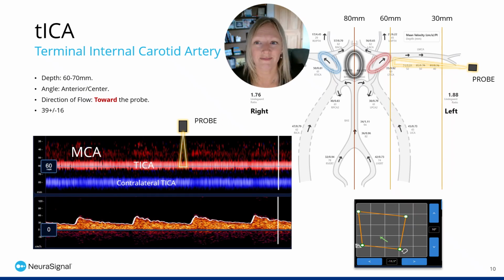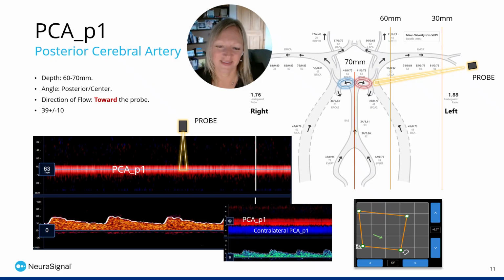terminal ICA. The PCA, or posterior cerebral artery, is the last of the 4 temporal window vessels we will review. So your PCA is a posterior inferior rotation from your MCA-ACA bifurcation. So here's your probe on the side of the head. You will angle posteriorly, inferiorly from MCA-ACA bifurcation. Identify that PCA, that small PCA back there between 60 and 70 millimeters. This portion of the PCA is coming towards the probe, so you see it in red here.